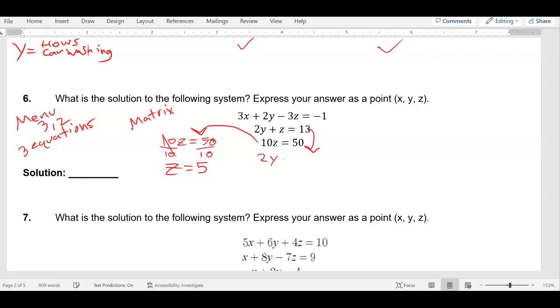So now I have 2y, the 2 variable equation. I'm going to plug in 5 right there. So 2y plus 5 equals 13. I get rid of the loner, minus 5. 2y equals 8. Divide by 2. And I get y equals 4. All right, and then my third equation, 3x, my 3 variable equation, I should say.